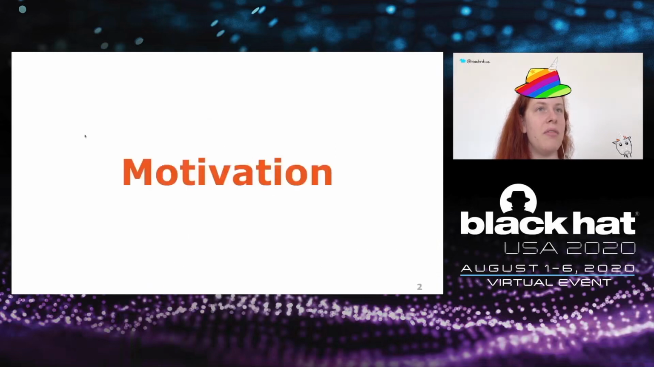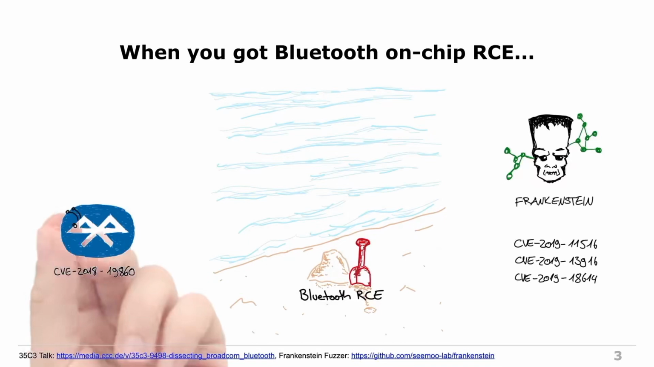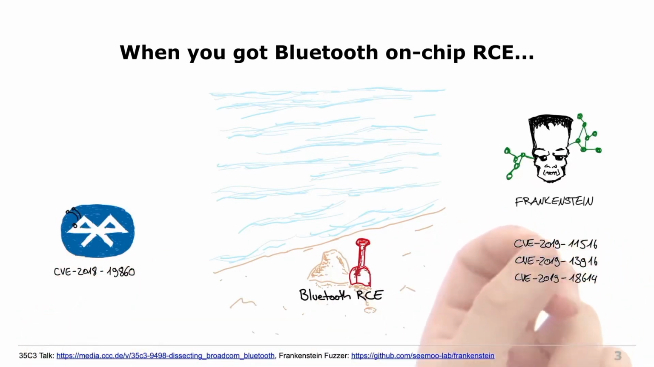Let me first start with a motivation. A while ago, I found a partial RCE within a Broadcom Bluetooth chip, and then later on, a student of mine, Jan, built Frankenstein, and with this, he actually found even more full RCEs within Broadcom Bluetooth chips. And now this is a cool thing, and I said like, yay, let me take my unicorn and tour the world and tell everyone like, yay, we have Bluetooth RCE and Bluetooth is insecure and so on.